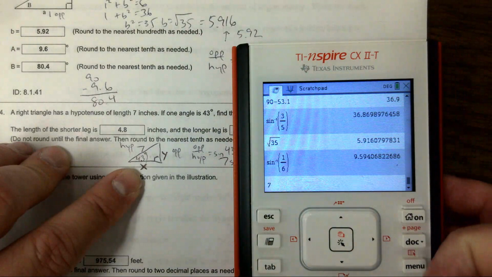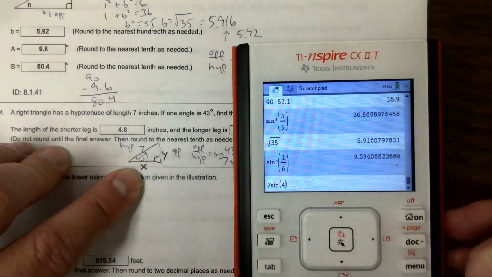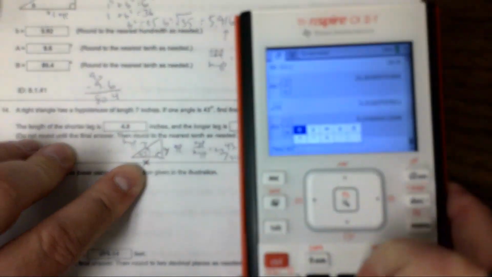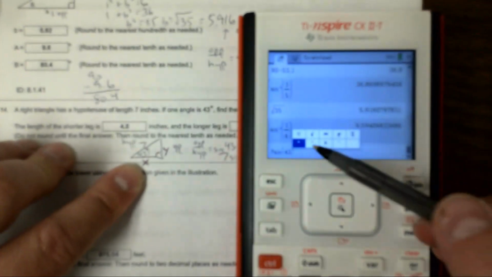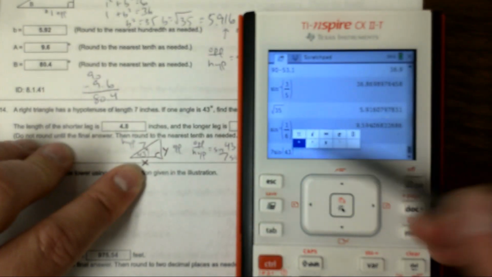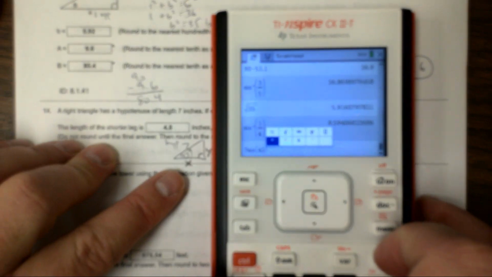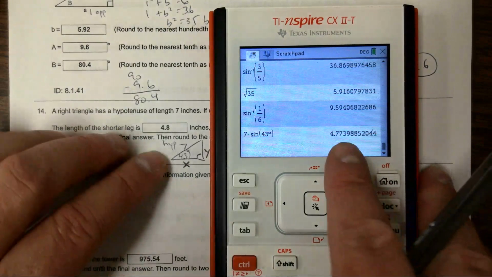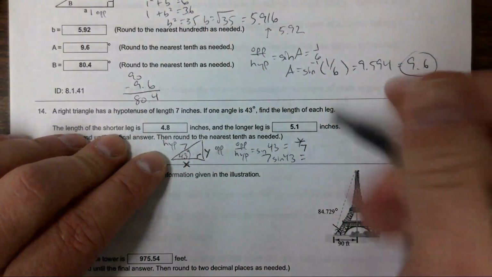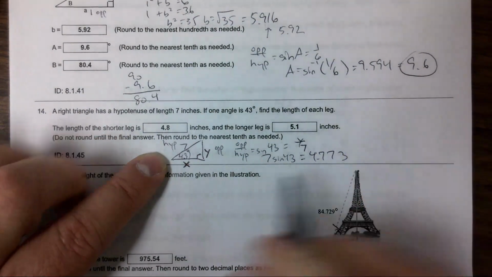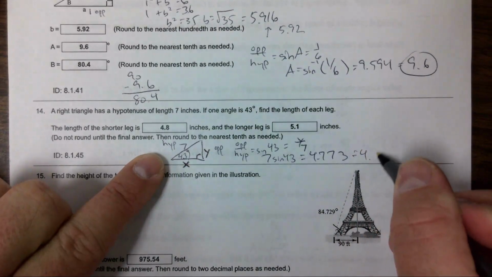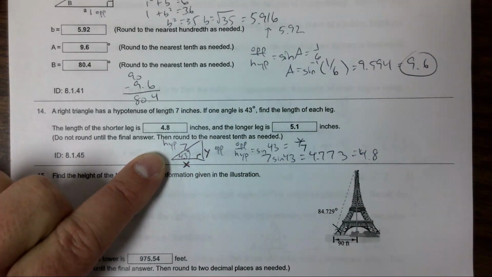So 7 sine 43. Again, make sure you're in degree mode, or in this case, you can use the degree symbol. Press the pi button, and right there's the degree symbol, right under the pi. And so we get 4.773. They just want this to the 10th, and so they call that 4.8. Normally we round our side lengths to 2 decimal places, but on this word problem they had it to 1 decimal place.